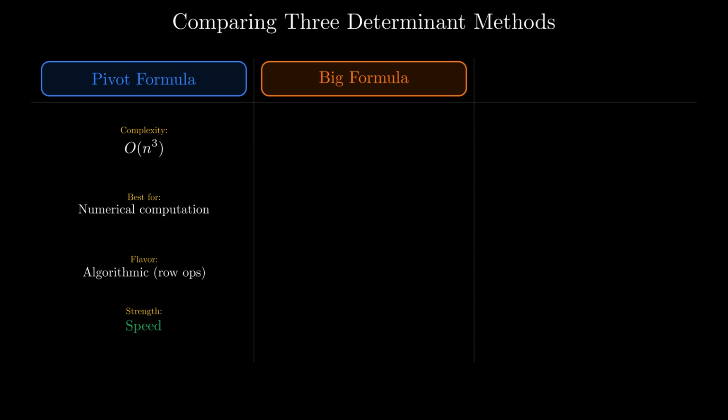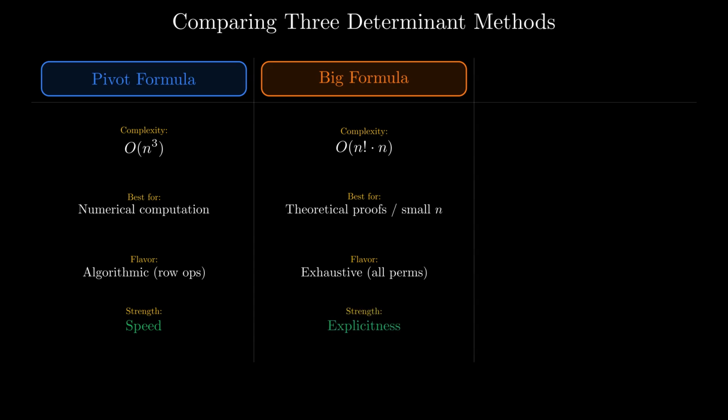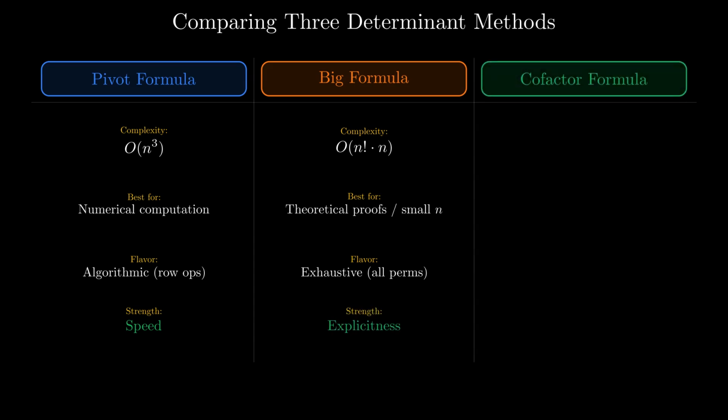Second, the big formula. This uses all n factorial terms, where each term is a signed product over permutations. Its complexity is order n factorial times n, because each of the n factorial terms involves multiplying n entries together, and this method is explicit, but impractical beyond small n. It's best suited for theoretical proofs or very small matrices. Its flavor is exhaustive, it accounts for all permutations, and its strength is explicitness.